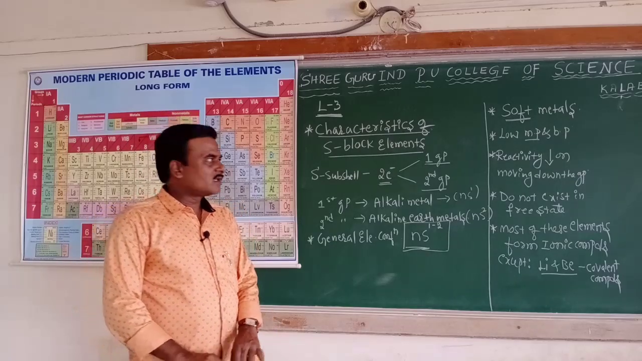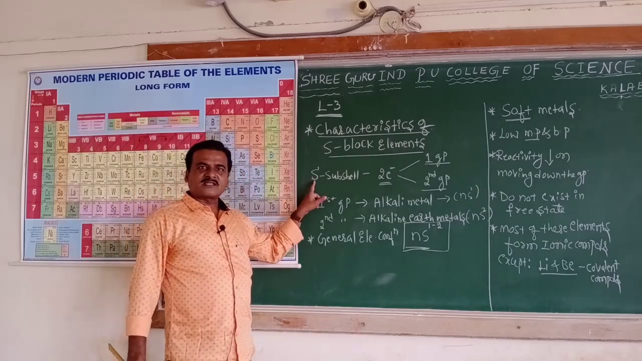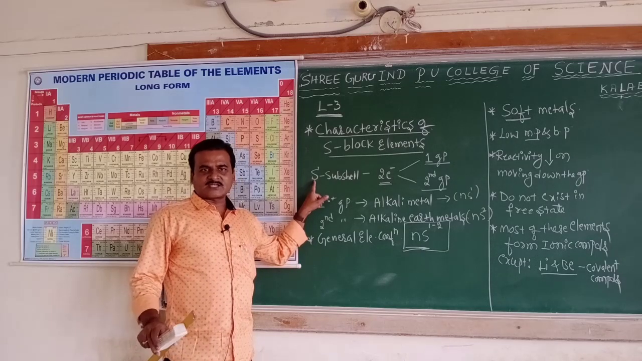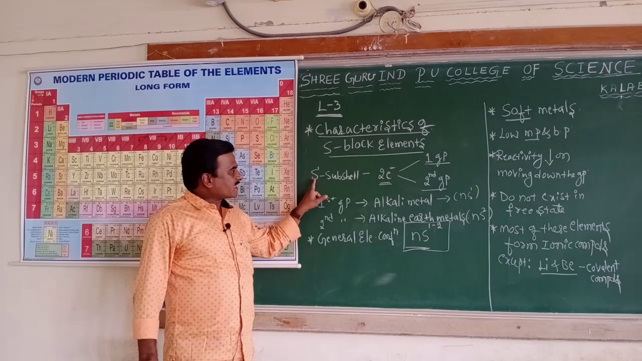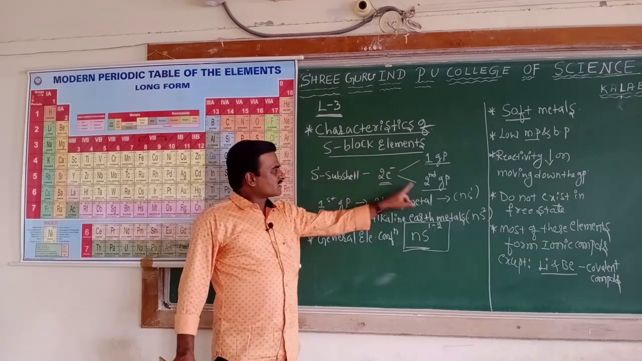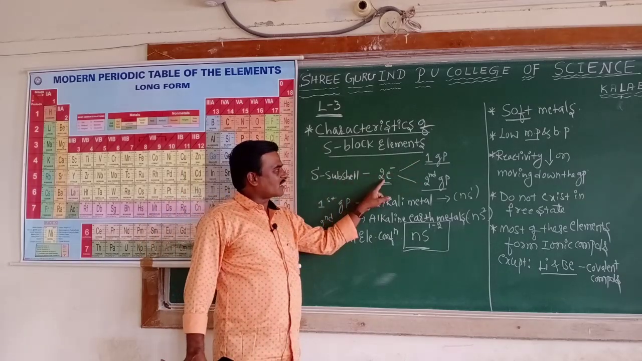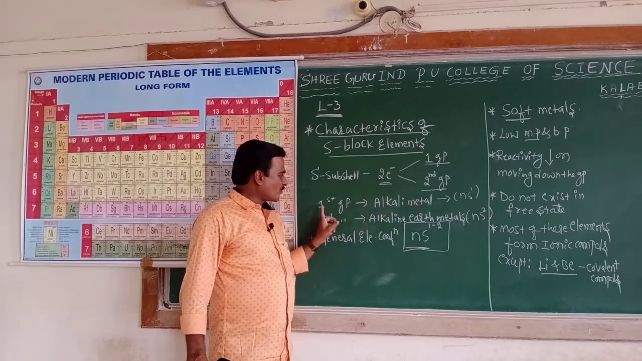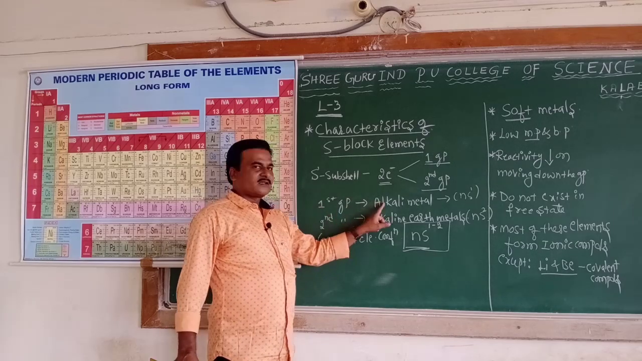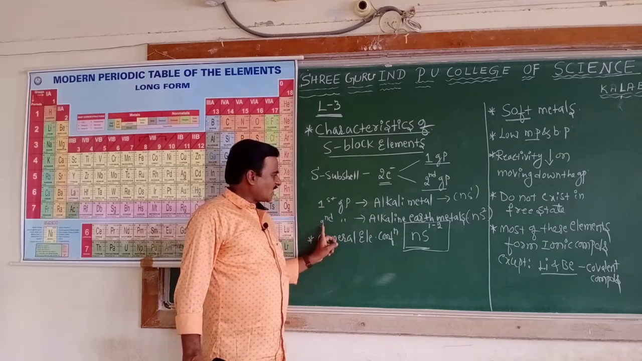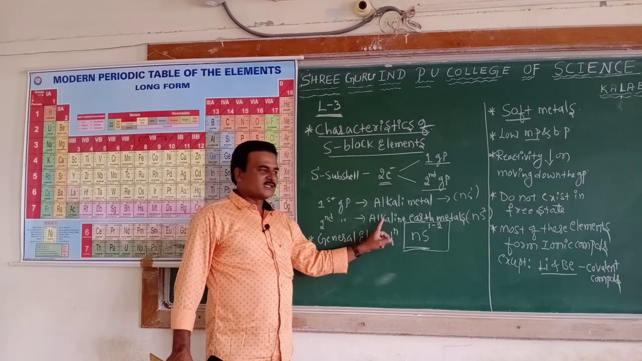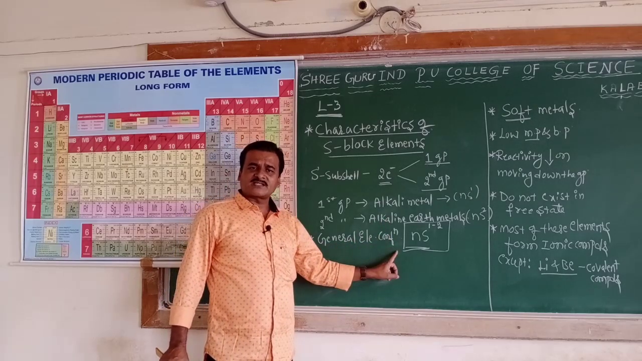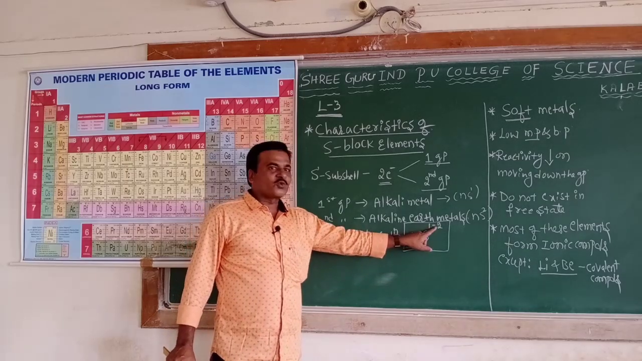I conclude, what are S block elements? The elements in which the last electron enters into S subshell are called S block elements. S block consists of 2 groups since S subshell contains 2 electrons. Group 1, alkali metals. Group 2 elements are called alkaline earth metals. The general electronic configuration of S block elements is NS1 to 2.